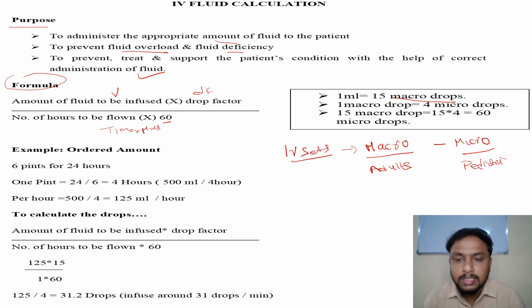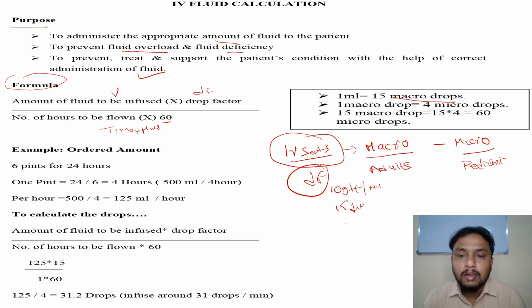You will commonly see these IV sets in all ward areas, ICUs, emergency areas, anywhere. Depending on the company producing these IV sets, there will be a drop factor. The drop factor is written on the IV set itself: how many drops per minute it can deliver, 10 drops per minute, 15 drops per minute, or 20 drops per minute. It is written on the wrapper.